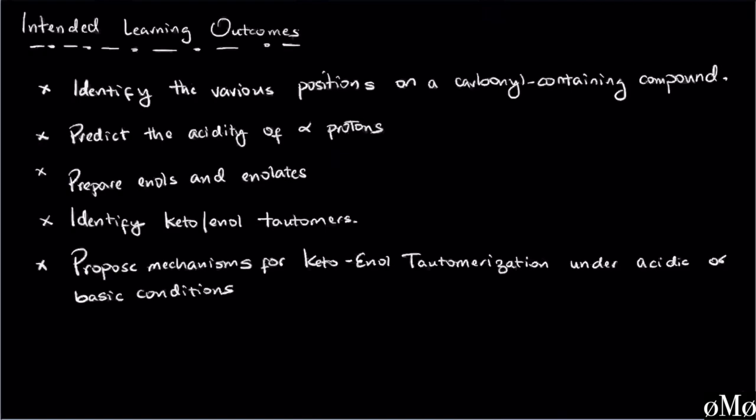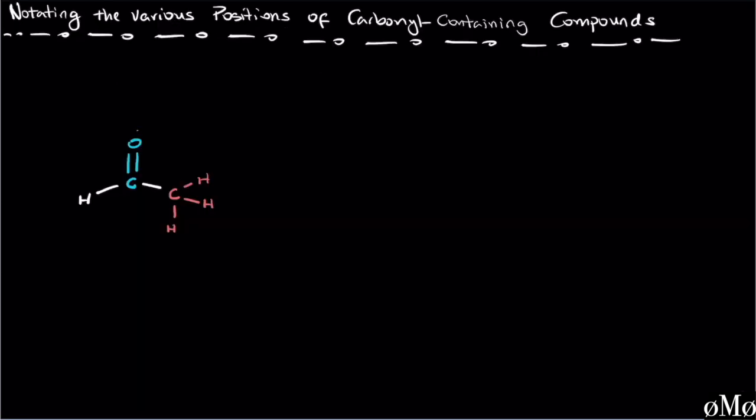It's my intent that by the end of this video, you'll be able to identify the various positions on a carbonyl containing compound and predict the acidity of these alpha positions. You're going to be able to prepare enols and enolates. You'll be able to identify what a keto-enol tautomer is, and also propose mechanisms for these tautomerization reactions under acidic or basic solutions.